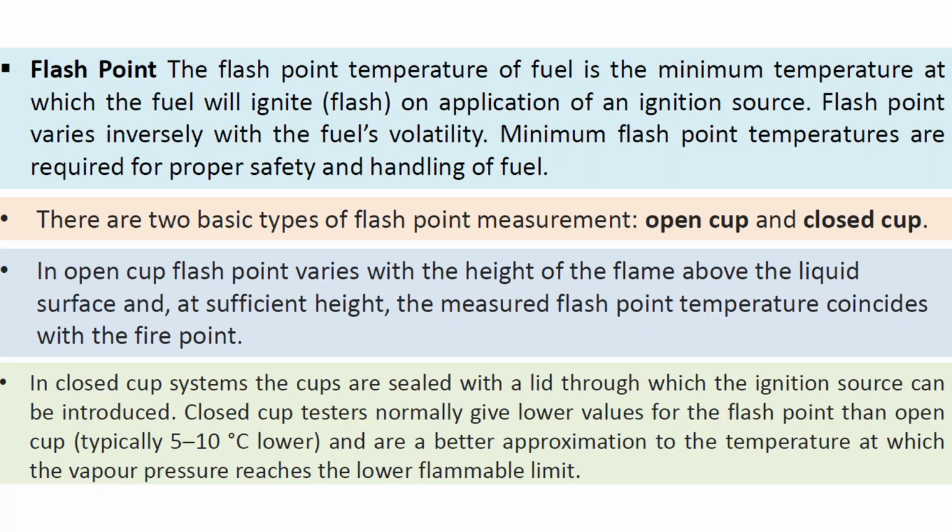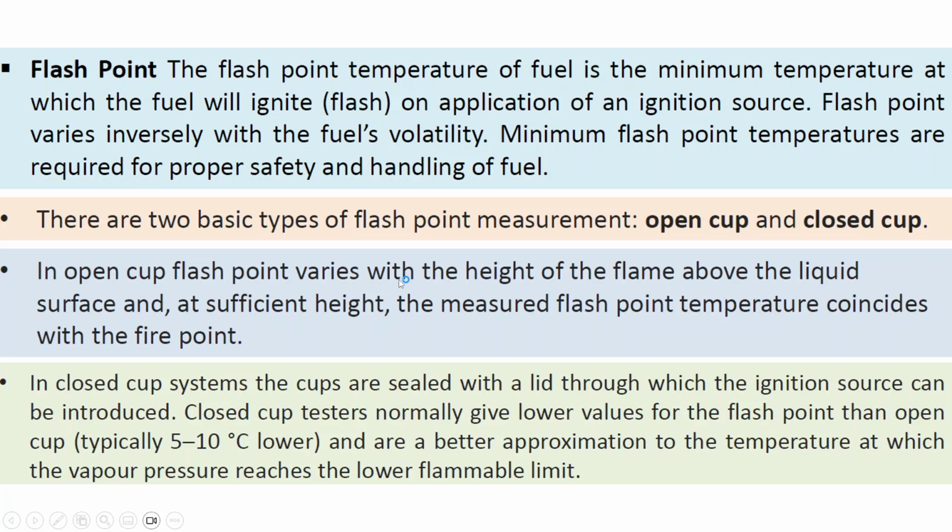Another property is flash point. The flash point temperature of a fuel is the minimum temperature at which the fuel can be ignited. If we heat a fuel, vapors are generated, and if we bring a matchstick in contact with it, the minimum temperature at which the vapor starts to light up is the flash point. If we further increase the temperature, and the vapor increases and it catches fire and keeps burning, that is the fire point. There are basically two types of flash point measurement, that is open cup and closed cup.